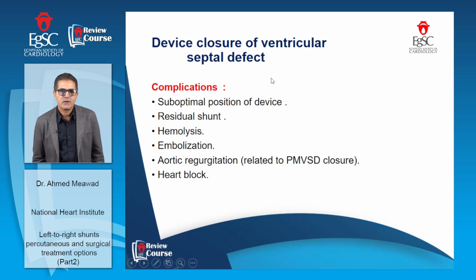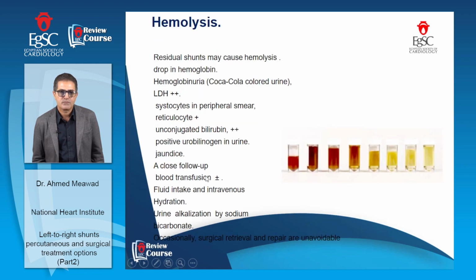What are the complications of VSD closure? Suboptimal position of the device. If there is residual shunt, it may result in hemolysis, embolization, aortic regurgitation if the device is very close to the aortic valve, and heart block.